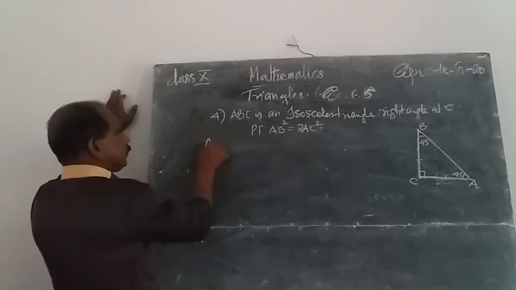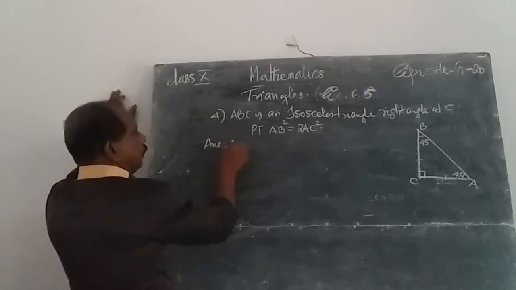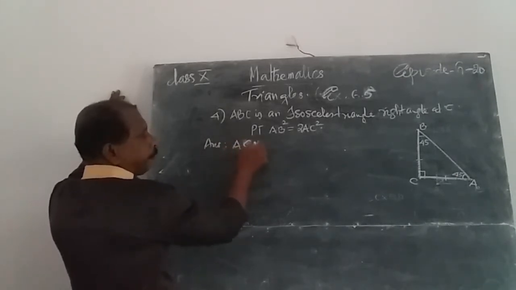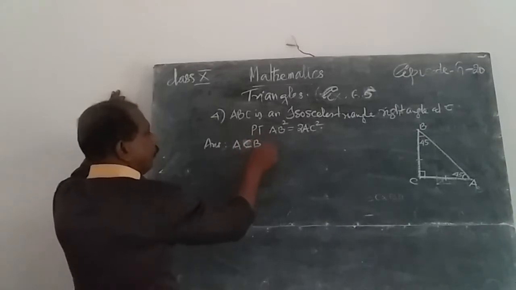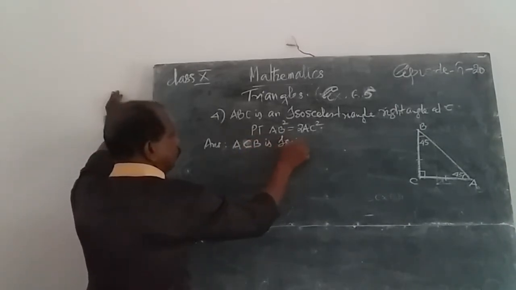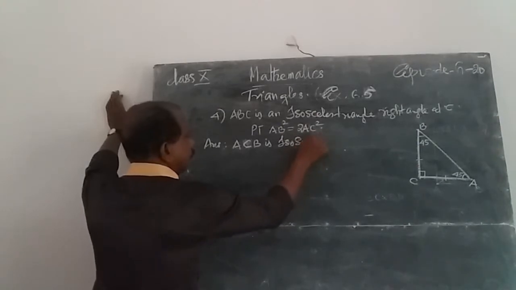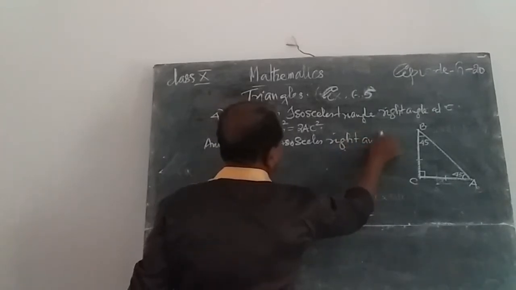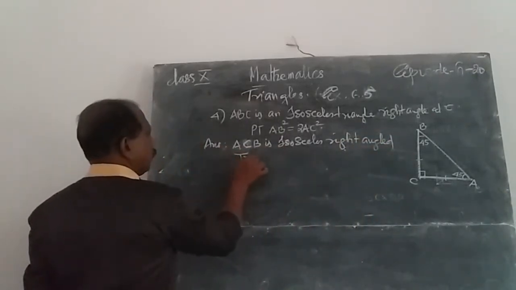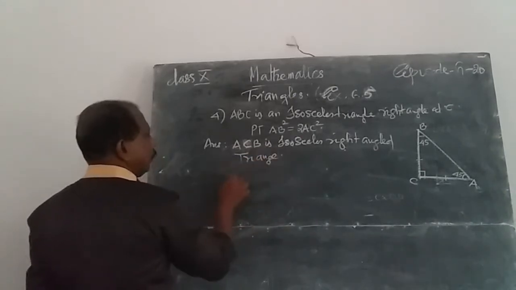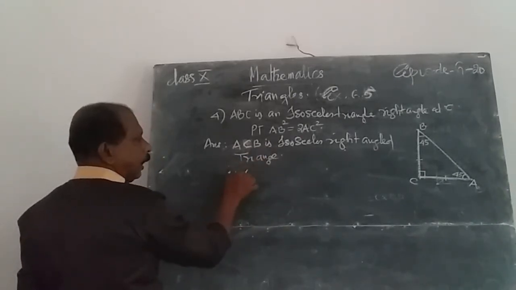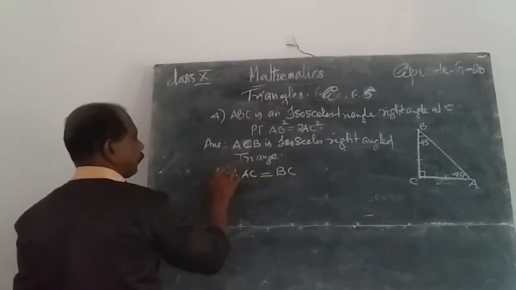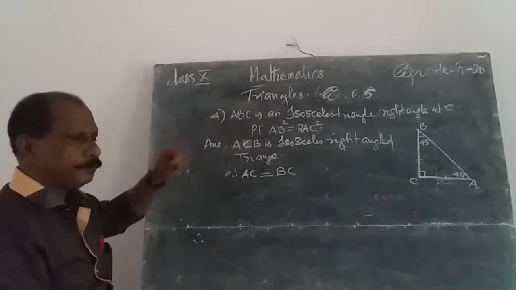That is the answer: ABC, not ACB, is an isosceles right angled triangle. Therefore, AC is equal to BC. That's the reason. Reason is the first one.